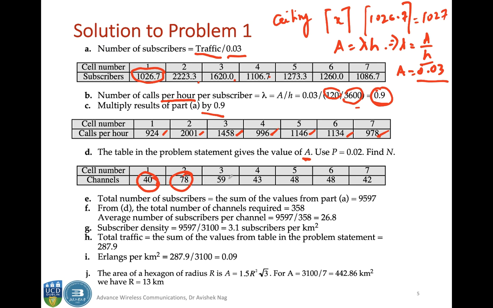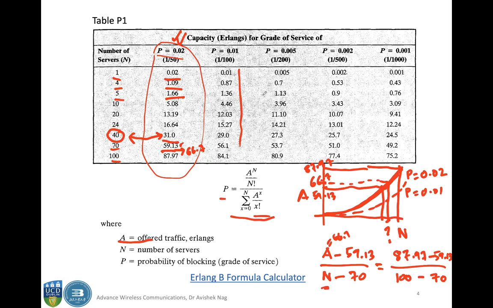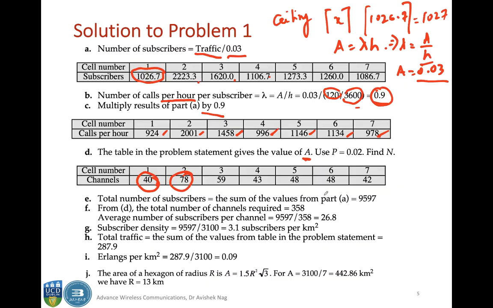Similarly, for all other values you can find the value of n by looking into this table. The next value of a is 48.6. According to the table, 48.6 is between 31 and 59.13, so you can again use a similar linear approximation to find the value of n corresponding to 48.6, and you will get 59. In that way you can get all these values. So you do the remaining yourself and verify your solution with these numbers that are given here.